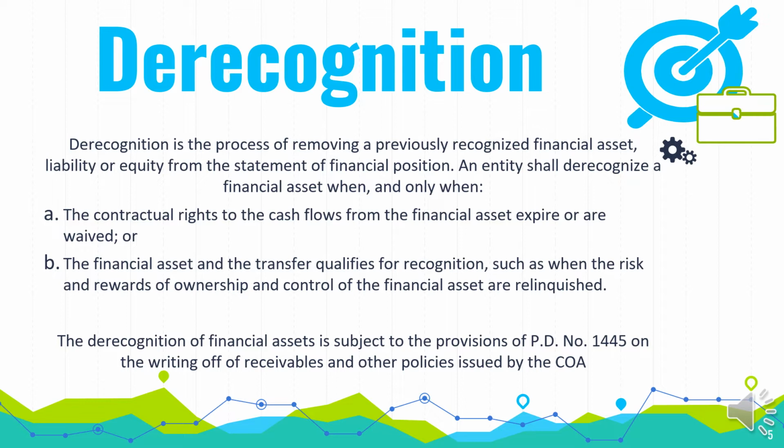Also, a gain or loss can be recognized from assets derecognition, though a gain on derecognition cannot be recorded as revenue. The gain or loss on derecognition is calculated as the net disposal proceeds minus the asset's carrying value. The derecognition of financial asset is subject to the provisions of Presidential Decree number 1445 on the writing off of receivables and other policies issued by the COA.